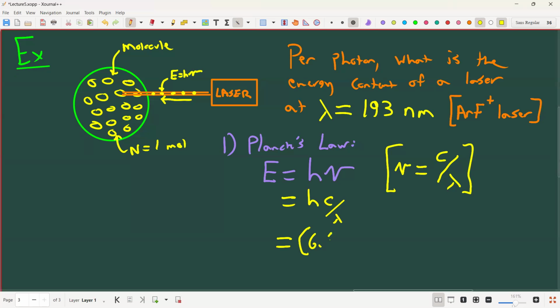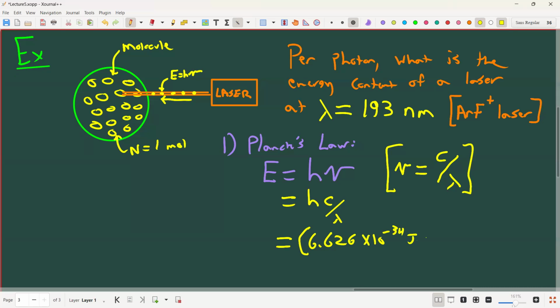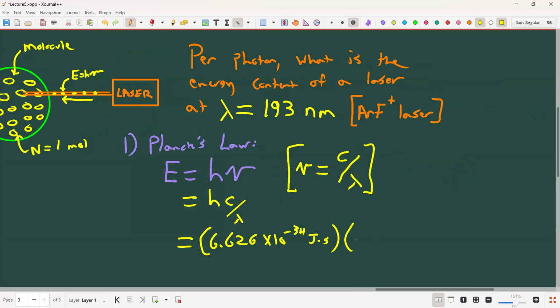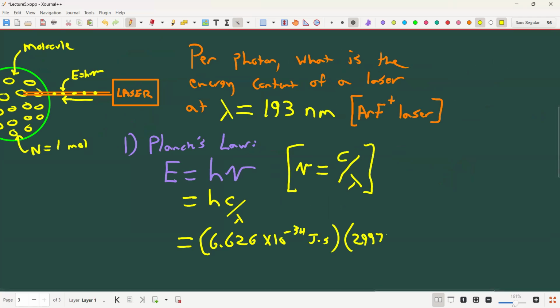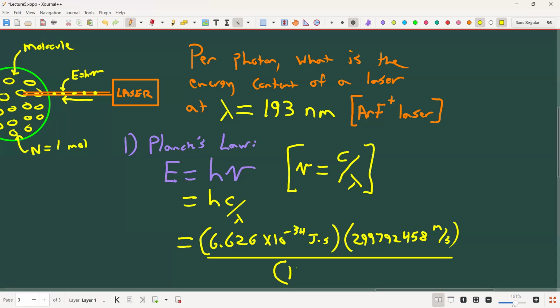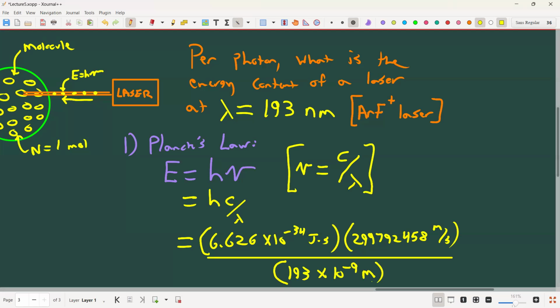So this is 6.626 times 10 to the minus 34 joule-seconds. The speed of light is 299,792,458 meters per second. And we're going to divide that by our wavelength, which is 193 times 10 to the minus 9 meters. Right, a nanometer is 10 to the minus 9 meters, billionths of a meter. All right, very simple calculation.